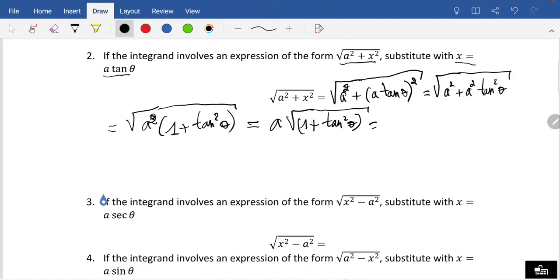Now, once again, if we go back to our trigonometric identities, we know that 1 plus tan squared of theta is just equal to sec squared of theta. So we have a multiplied by the square root of sec squared of theta, which is just equal to a multiplied by sec theta, which we can also easily integrate.